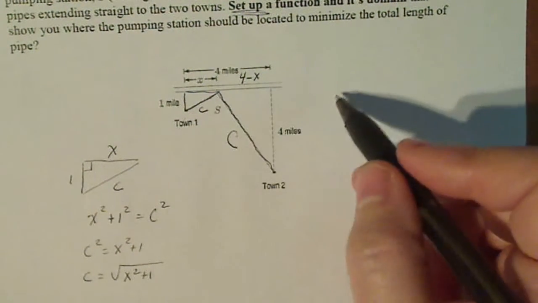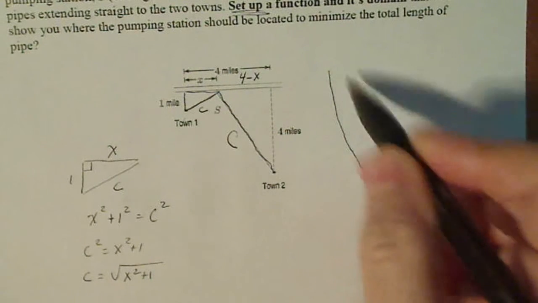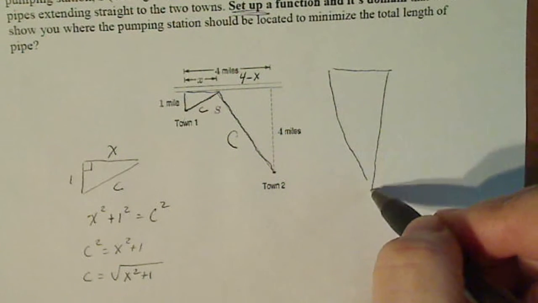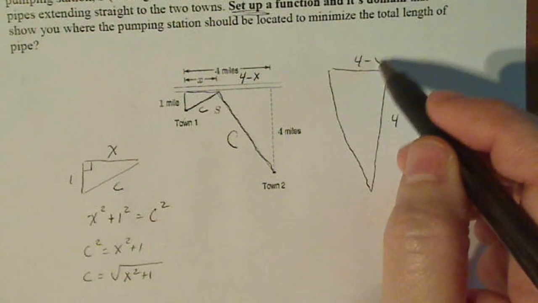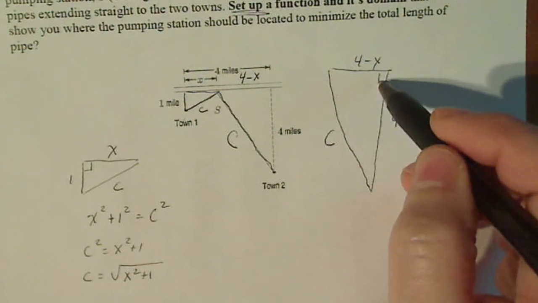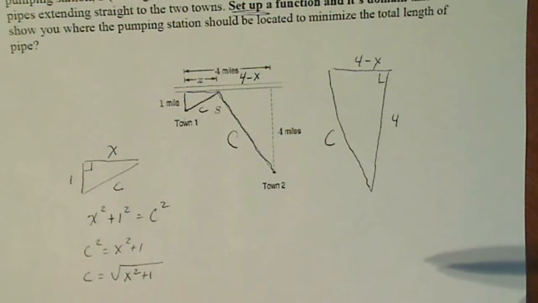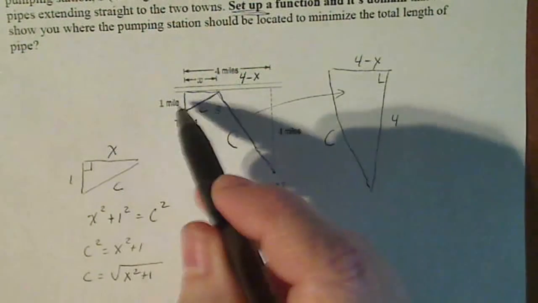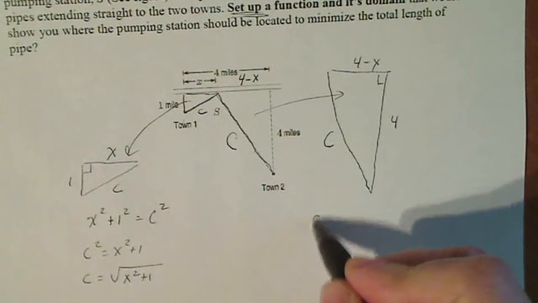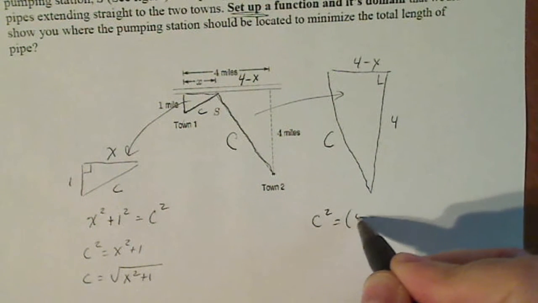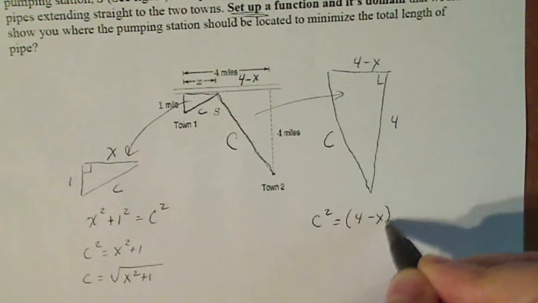Now if I look at this guy, let me blow it up a little bit. Just taking a look at this guy, I have 4 miles here, I have 4 minus x here, and I have capital C here. Now this is another right triangle, okay? It's another one. And I know that the hypotenuse squared is going to be the sum of the squares of the legs.